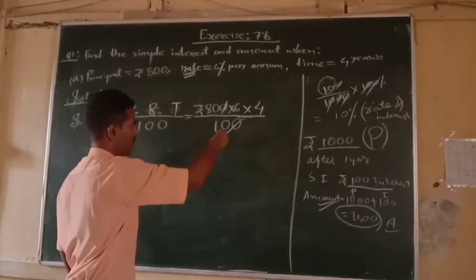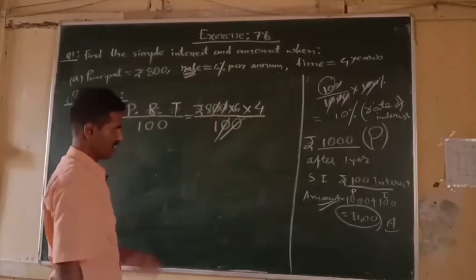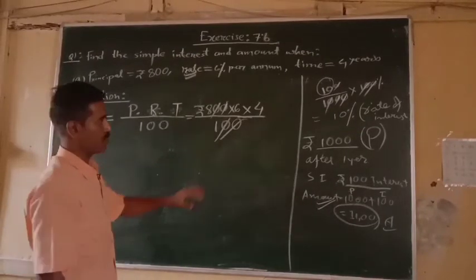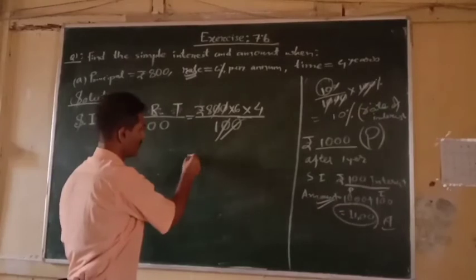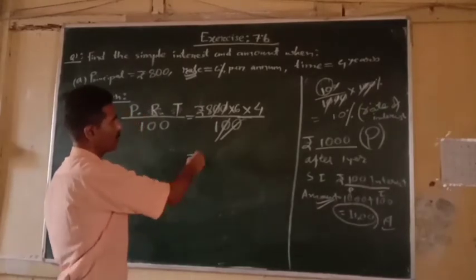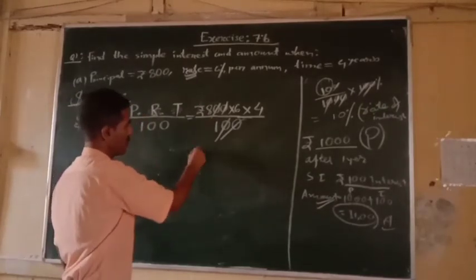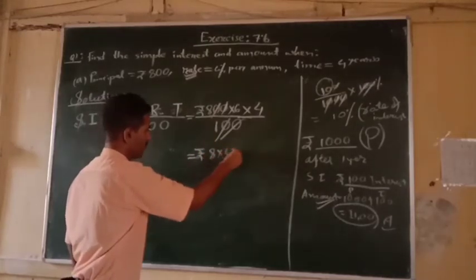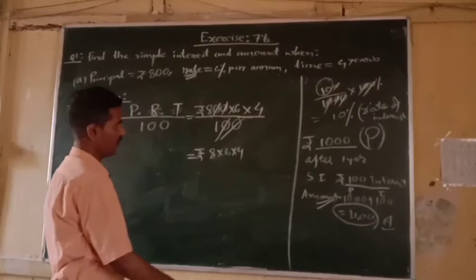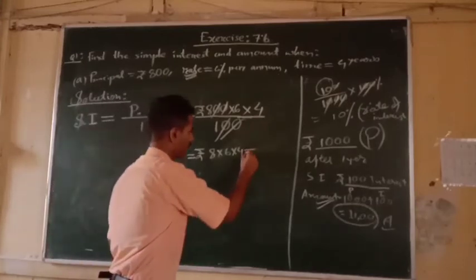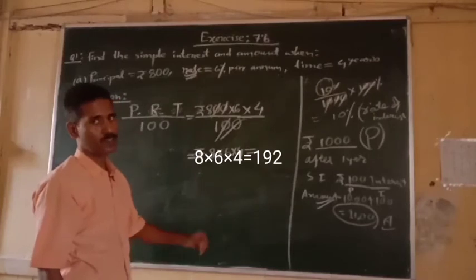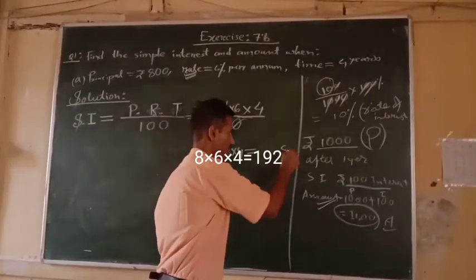See how easy. Zero cancel, zero cancel. There is nothing in the denominator place, only 1 remaining. When there is only 1 in the denominator place, we prefer not to write it. Now in the numerator place we got 8 into 6 into 4. 8 times 6 is 48, into 4 equal 192.